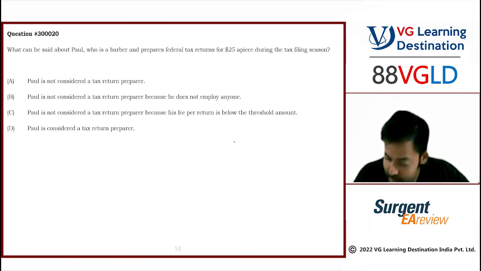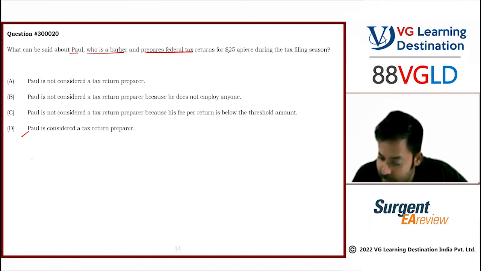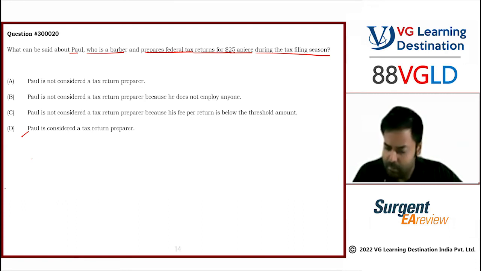What can be said about Paul, who is a barber and prepares federal income tax returns for $20 apiece during the tax filing season? But Paul is not an EA, guys. He is not even an EA. He is not even a CPA. He is not even an attorney. He is a barber.